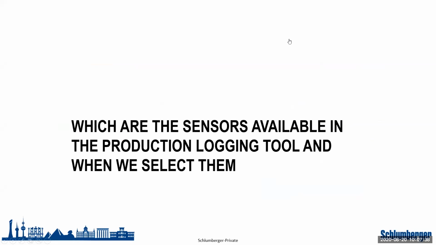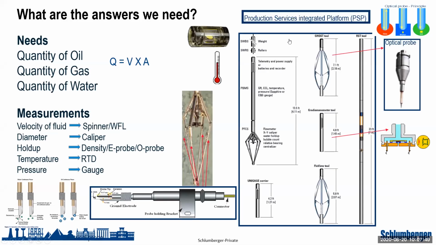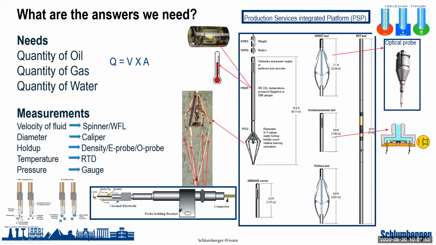So now we are going to see which are the sensors that are available typically in a production logging string. Okay, so which are our needs in production logging? Our needs are to understand quantity of oil, quantity of gas, and quantity of water. And we know that the flow rate is equal to velocity times area. And the measurements that we would like to do are the velocity of fluid.